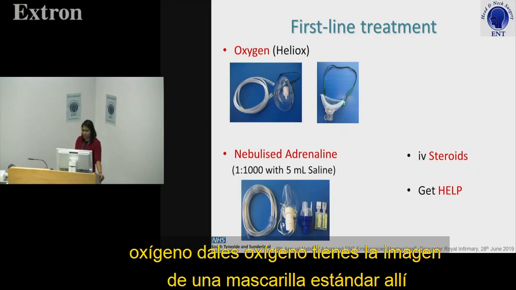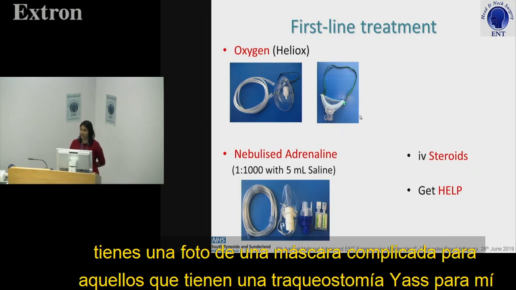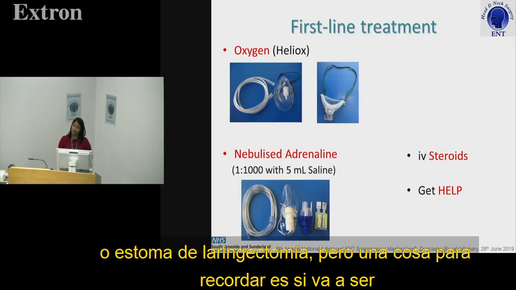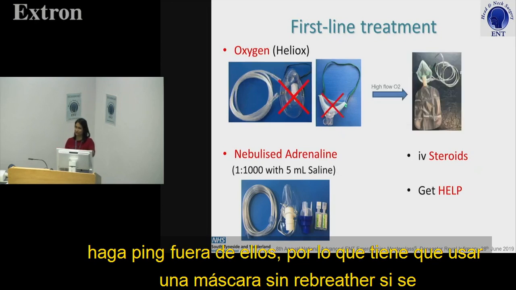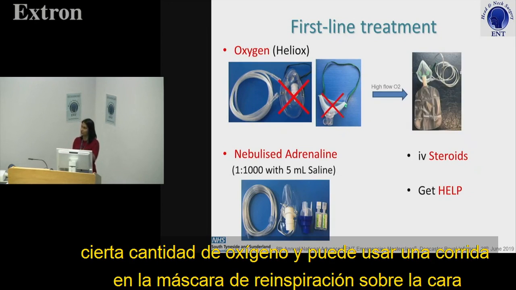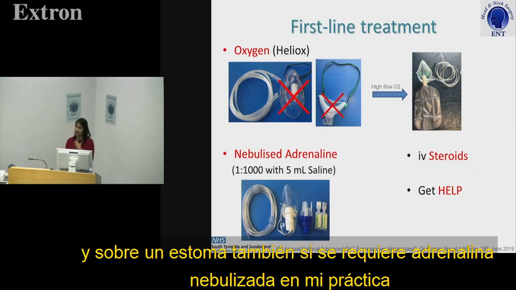Oxygen, give them oxygen. You've got the picture of a standard face mask there. You've got a picture of a tracheal mask for those who've got a tracheostomy or a laryngectomy stoma. But one thing to remember is if you're going to be providing high flow oxygen, over 6 liters, the oxygen tubing is going to ping off them. So you have to use a non-rebreathe mask if it's over a certain amount of oxygen. And you can use a non-rebreathe mask over the face and over a stoma as well if required.